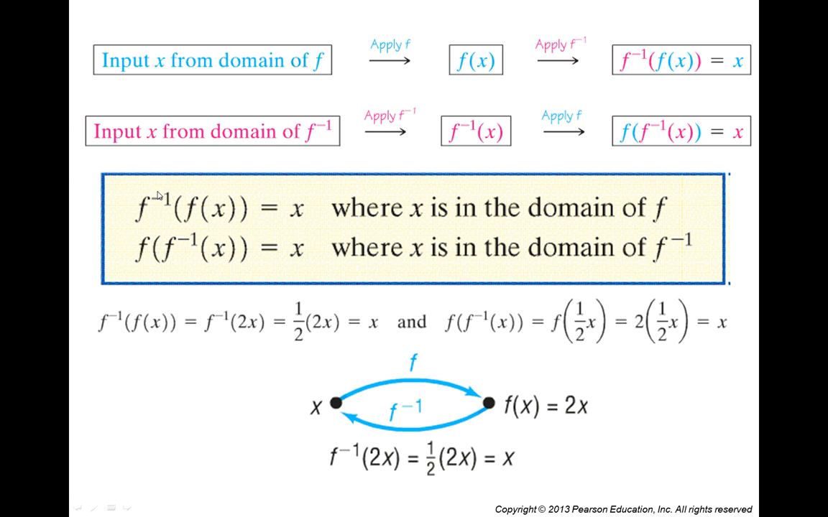All right, so check out the way we write this. The inverse of f, when I put my original function into the inverse, I get x. When I put the inverse into my original function, I get x.